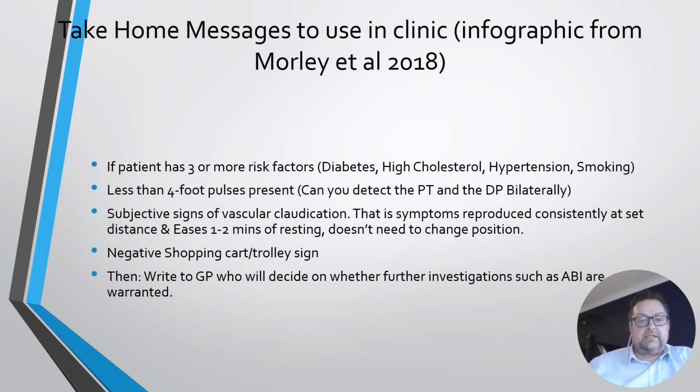Basically, if a patient has 3 or more risk factors, if there are less than 4 foot pulses, subjective signs of vascular claudication, so that is symptoms are reproduced consistently at set distance and ease quite quickly, and they don't need to change position, they have a negative shopping cart or trolley sign, then I write to the GP to decide on whether further investigations are needed. This is obviously for the GP to decide, not for me, and to seek their expert opinion and have those good relationships with our colleagues.